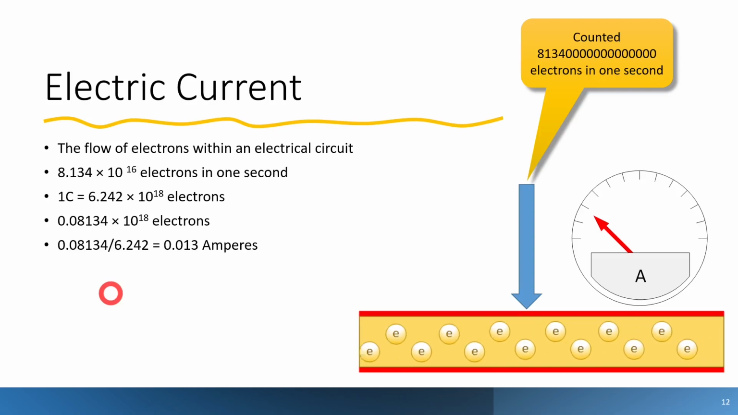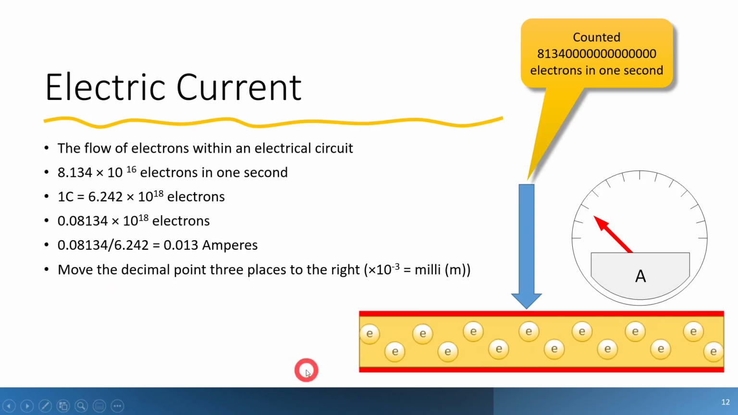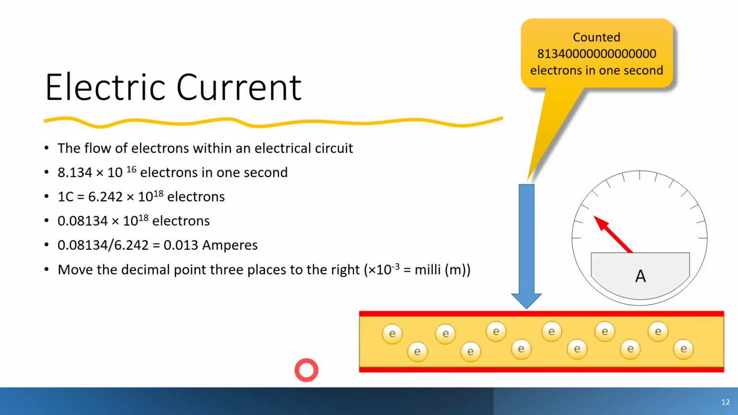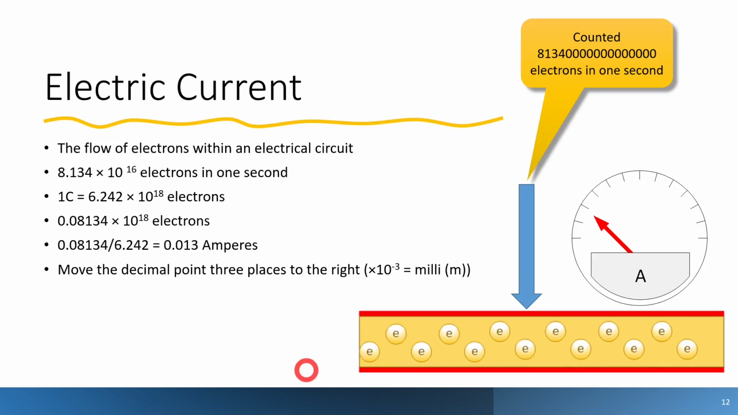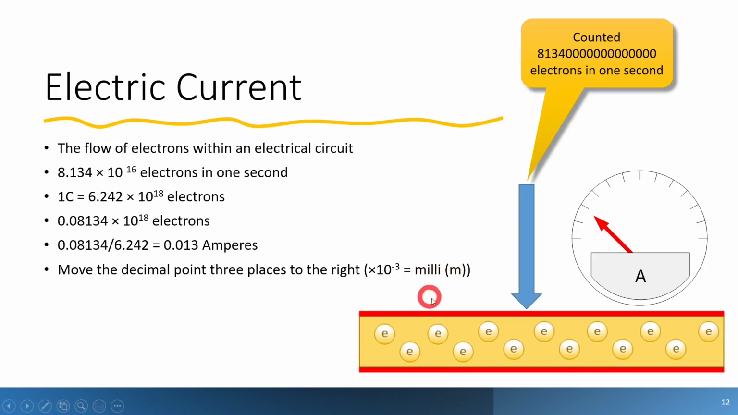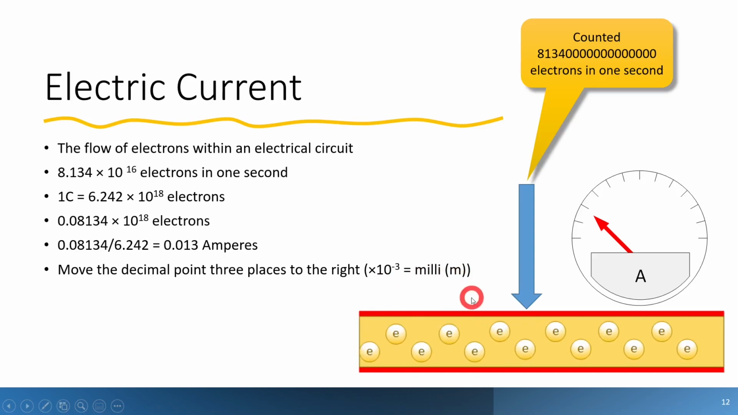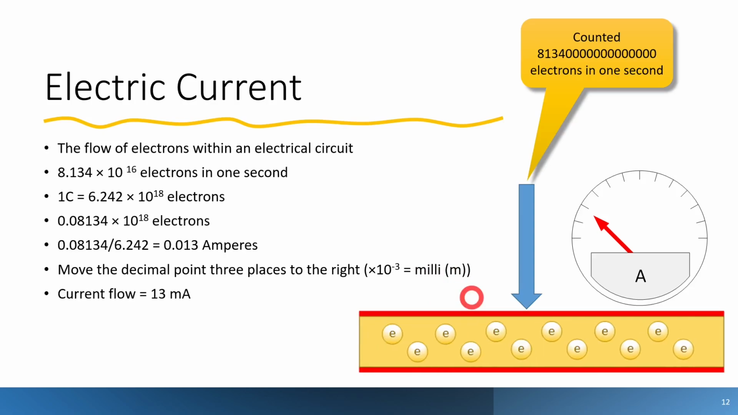Now we know from our engineering and scientific notation lesson that we don't quantify something like this in engineering notation. We want 1 to 3 positions to the left of the decimal point. So I need to move that decimal point, and engineering notation is how we're going to represent all of our numbers moving forward. We want to move that decimal point 3 places to the right, or times 10 to the negative 3, and that is going to give us our engineering prefix of milli, which we're just going to use the lowercase m. So our current flow is going to be 13 milliamps.